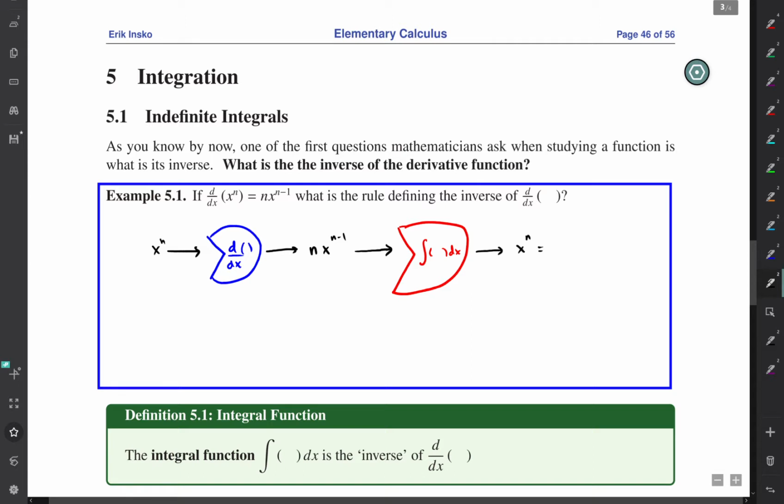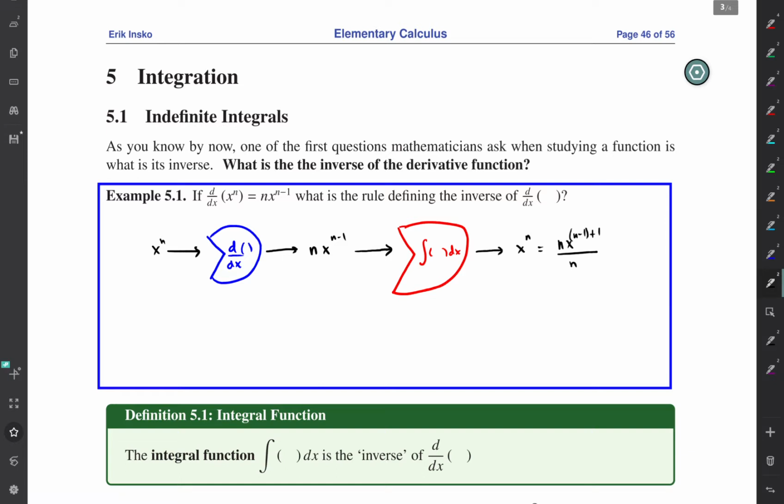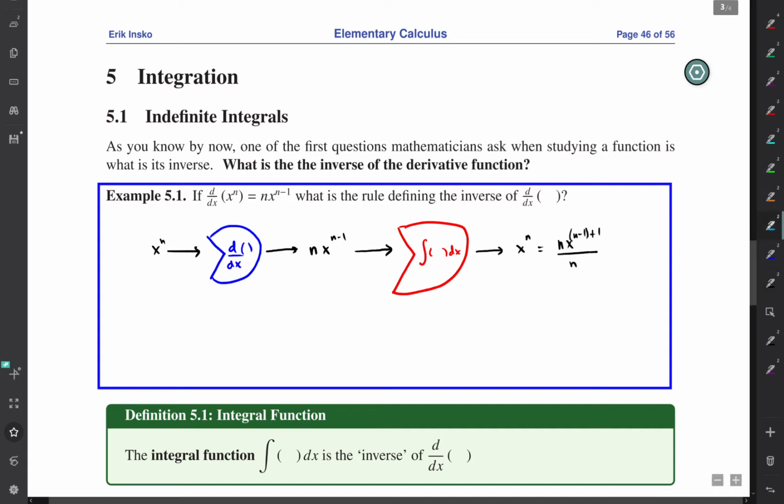So if I write this in terms of what it did to n times x to the n minus 1, I would say that it added 1 to the exponent, and then it divided by that new exponent, right? So x to the n minus 1 plus 1 would give you x to the n, and then the n over the n's would cancel. So that's how we got x to the n. And so let me put it this way. If you take x to the n and stick it into this integral function, the inverse of the derivative, the rule is going to be add 1 to the exponent and then divide by that new exponent.